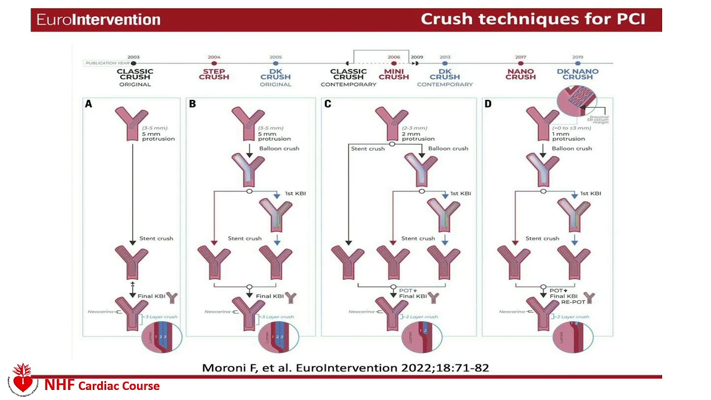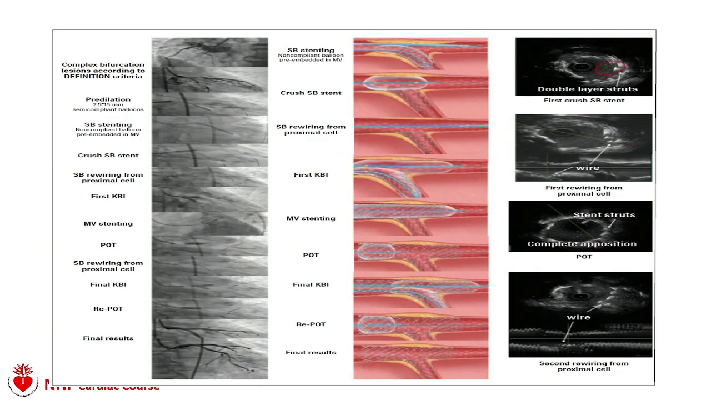In the same idea, as Jamal sir was telling, mini culotte and DK mini culotte have now been invented. So these are the steps of DK crush. There are 4 essential components of DK crush: 2 kissing, 2 crush, at least 1 POT, or most importantly, if you can do the re-POT also, that is important. So 2 kissing, 2 crush, and 2 POT are the essential components of DK crush.